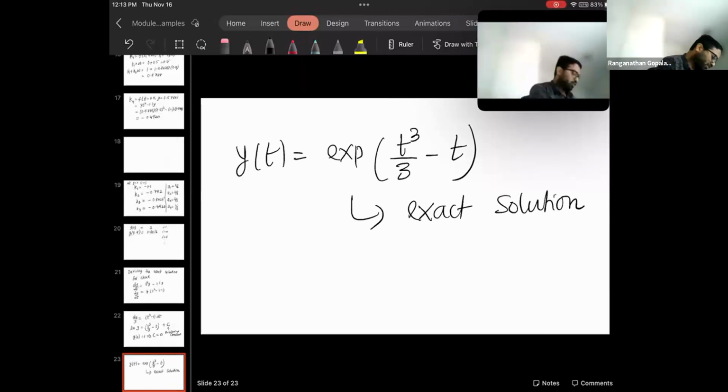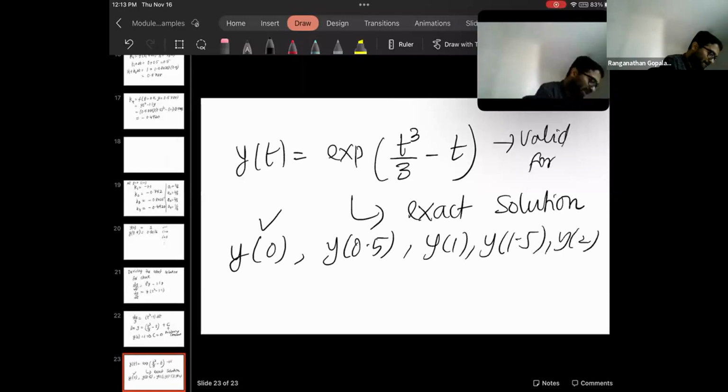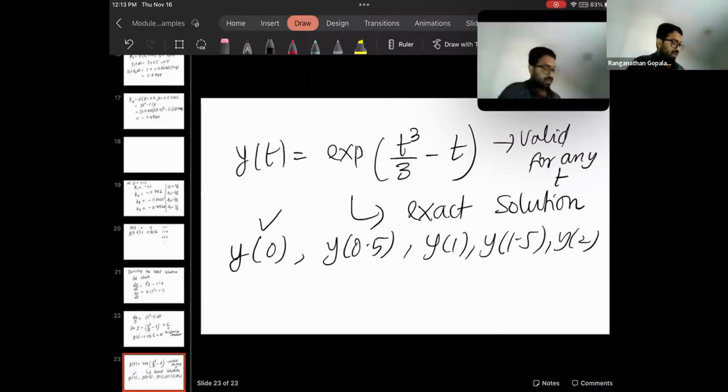So remember that you are asked to solve for the value of y at discrete points, y of 0.5, y of 1, y of 1.5, y of 2. But this is valid for any t. So you can keep changing the resolution of your calculation. You can still use the exact solution to cross-check.